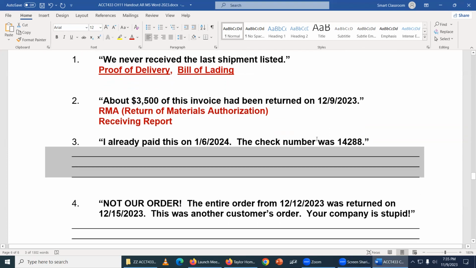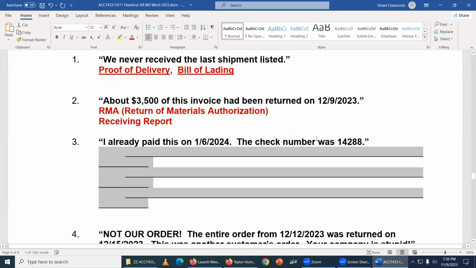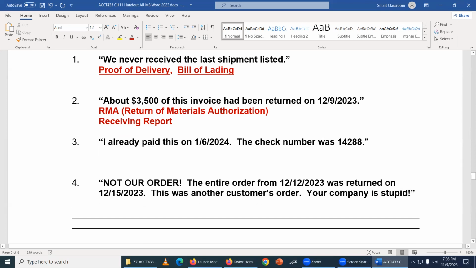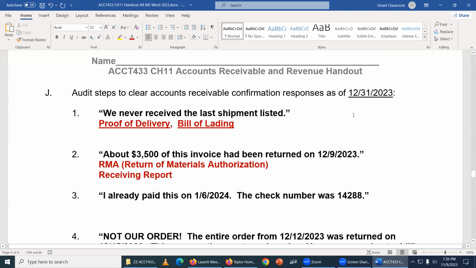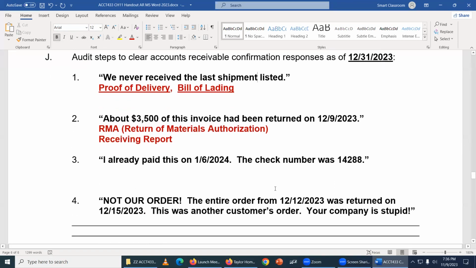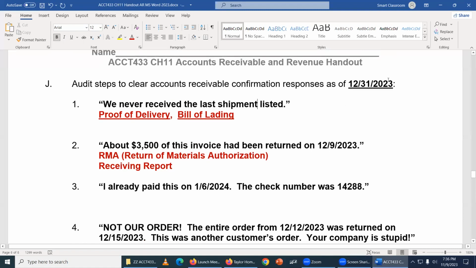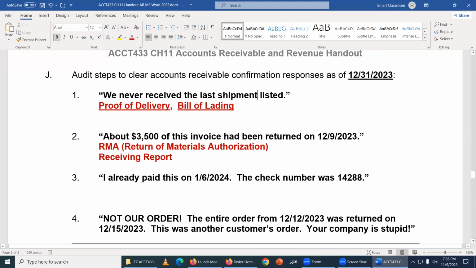Okay. Number three is an interesting one. I already paid this on 1/6/2024. So we sent these out as of 12/31/2023, asking, did you owe this on 12/31/2023? And they say, I already paid this on 1/6/2024. The check number was 14288.